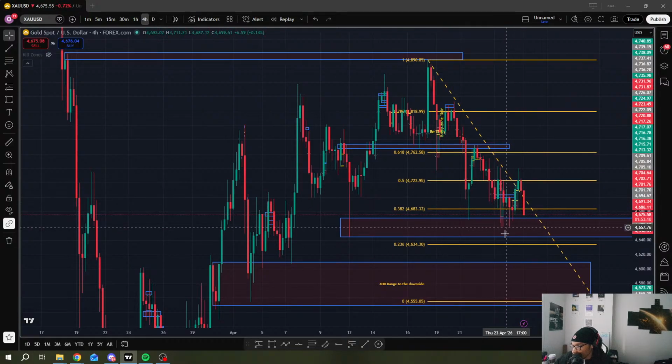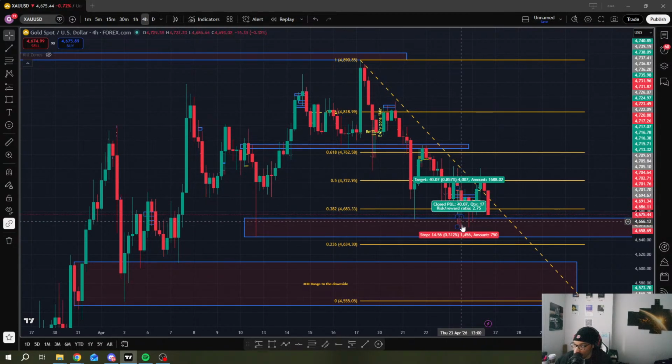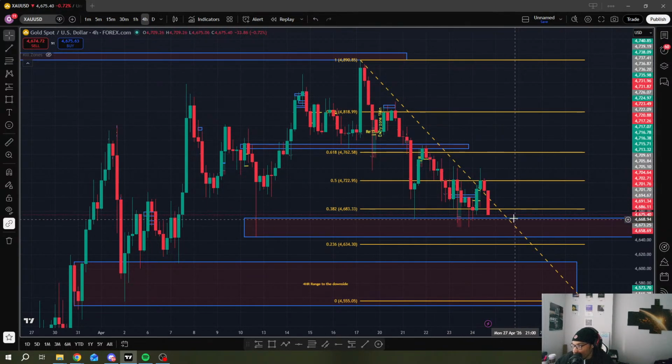Alrighty, very beautiful. So we got a nice little 4-hour structure here. As you can see, we just passed that 0.5 level. We're rallying down to this negative 0.382. And now we're just waiting for price to give us some sense of a reaction, and then we can ride that price right back up to these highs.